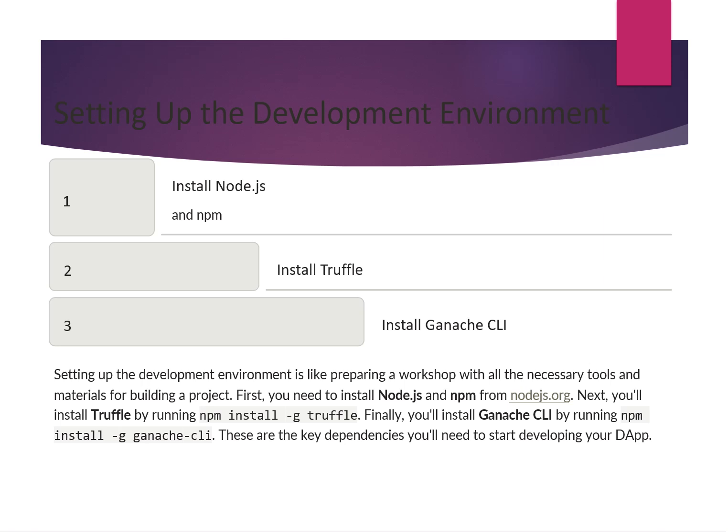To get started, we need to set up our development environment. Install Node.js and npm from nodejs.org. Install Truffle by running npm install -g truffle. Install Ganache CLI by running npm install -g ganache-cli. Setting up the environment is like preparing a workshop with all the necessary tools for building our project.